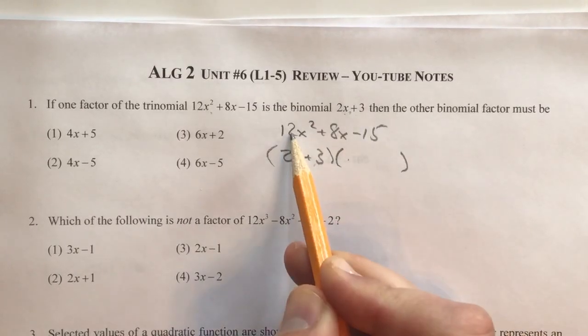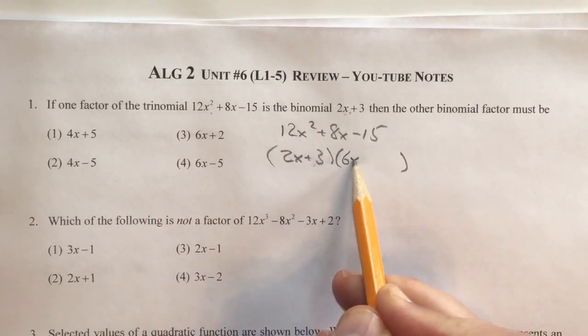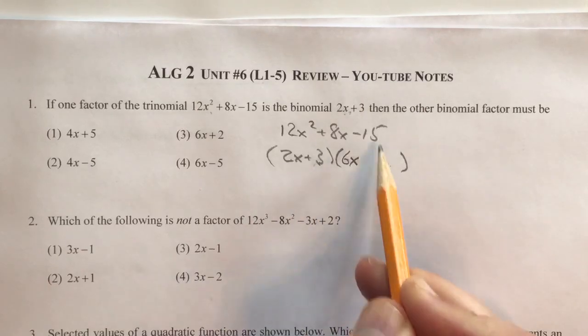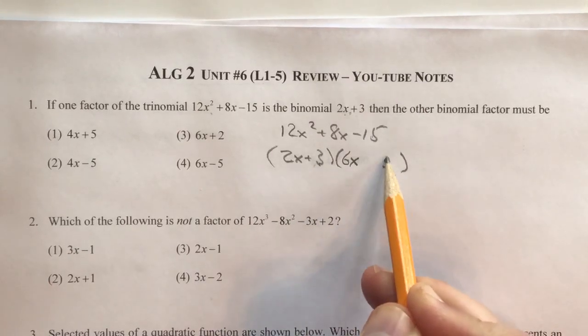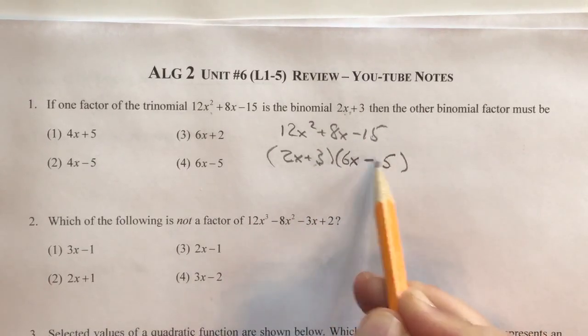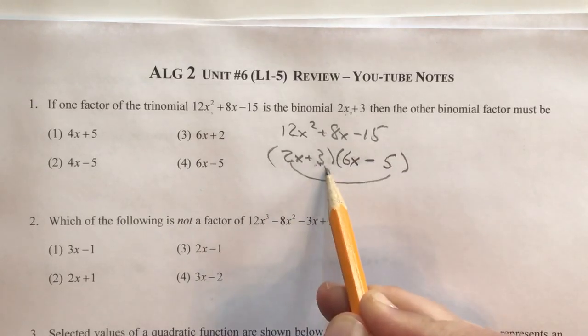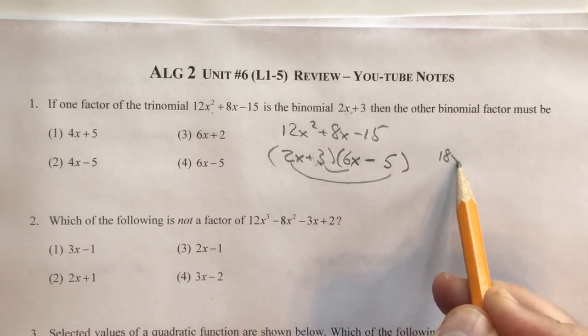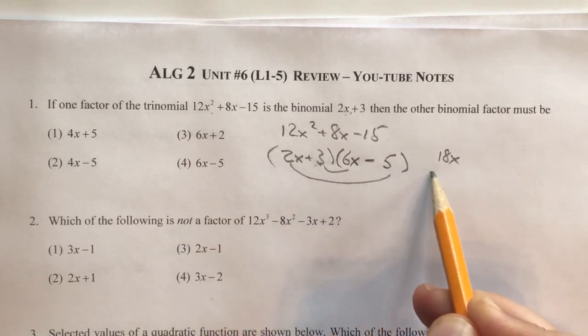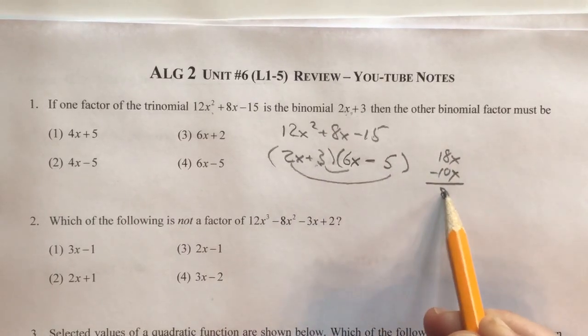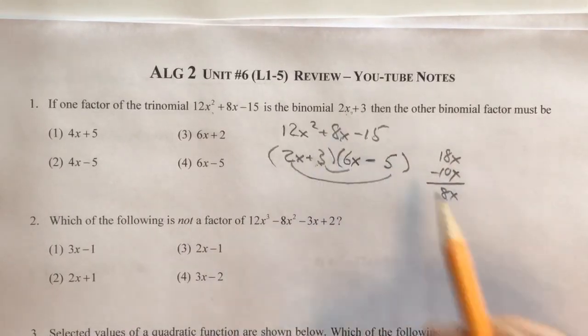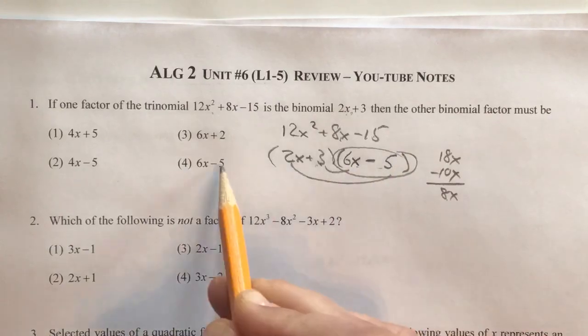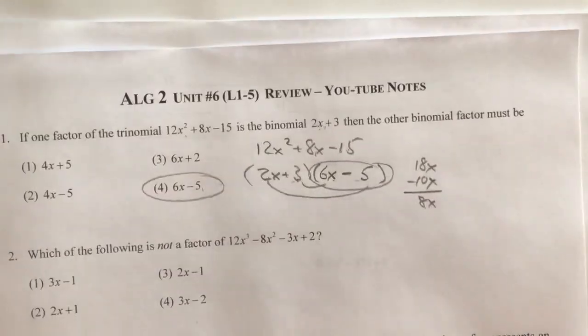So what times 2 is going to give me 12? I need a 6x here. And 3 times what is going to give me 15? I need a 5, but be careful, I need a negative 5. And then you can see the outer and the inner. What do I get? 18x, negative 10x. That adds up to 8x. So that's what I want, 8x there. So this is the other factor. So that's what I was looking for, the other factor.